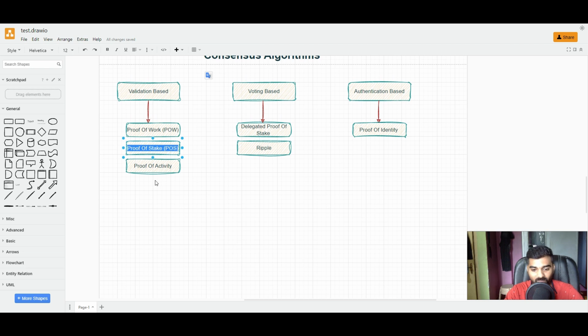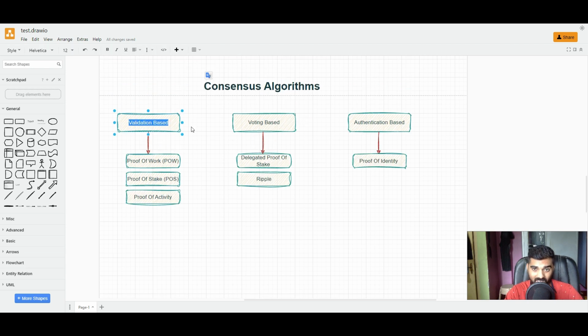Now, proof of activity. So what is proof of activity? Proof of activity is a hybrid of proof of work and proof of stake. It basically combines the best of both worlds. It takes the best of proof of work and proof of stake, and it creates its own unique consensus algorithm. That's why we call it a hybrid of proof of work and proof of stake. Now, these were some validation-based consensus algorithms.